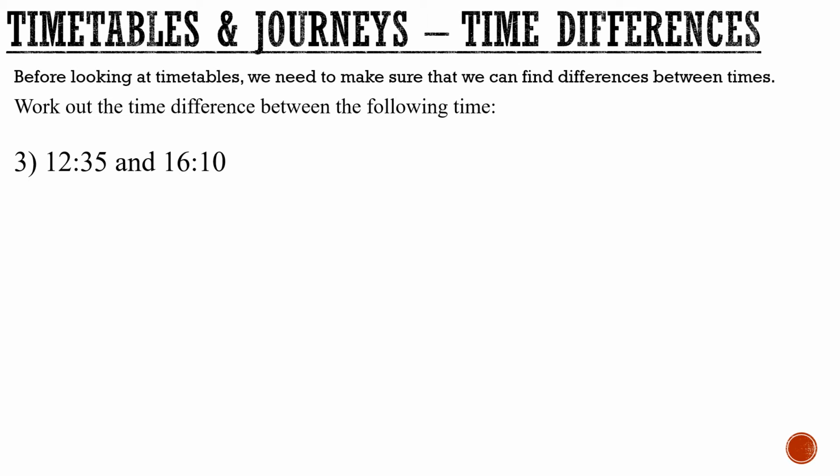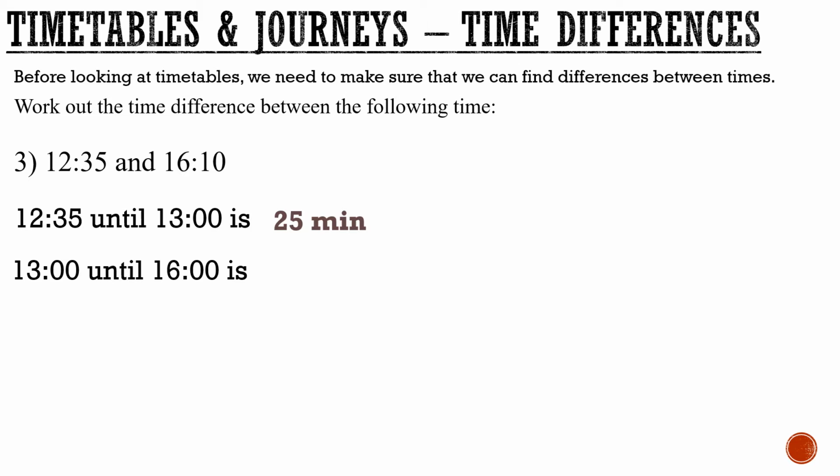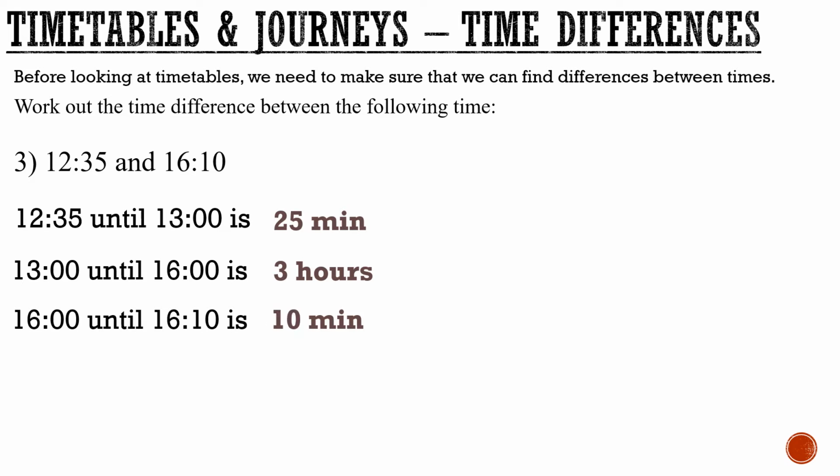Okay, so we're going to go from 12:35 up to 1 o'clock. That's my first time gap, and that is going to be 25 minutes. Then I'm going to go from 1 o'clock up until 4 o'clock, because I've got to get to 4:10 and 4 o'clock is the nearest available hour. So 1 till 4 is actually 3 hours. You can go 2 o'clock, 3 o'clock, 4 o'clock and count it up like that. And then from 4 o'clock to 10 past 4 is 10 minutes. So add those all together. I've got 3 hours and 35 minutes. And there's my question answered.